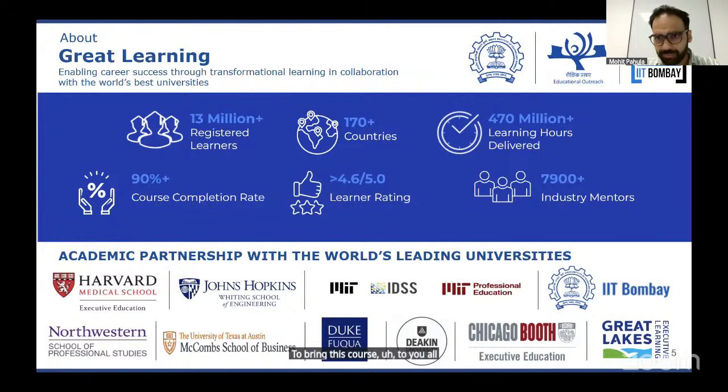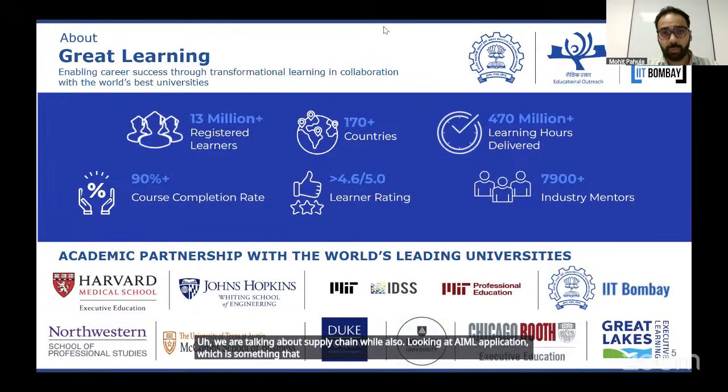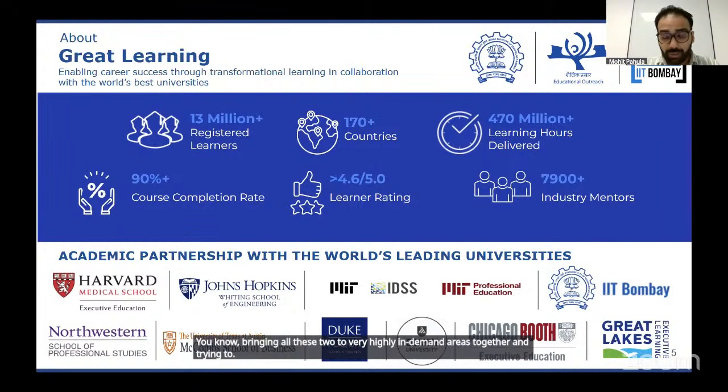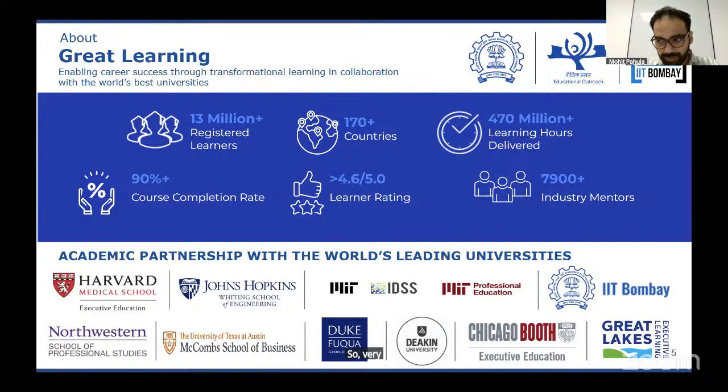And because it's one of a kind course in this space where we are talking about supply chain while also looking at AI ML application, which is something that is touching almost every industry. In that sense, it's a fairly cutting edge course, which is bringing these two very highly in demand areas together and trying to convey how both these things merge, and what are the kind of amazing things that can happen when these two areas converge. So very fortunate to be working with the team here.